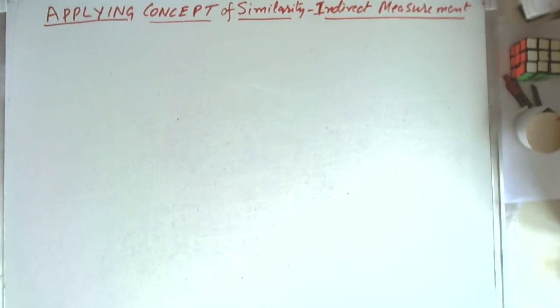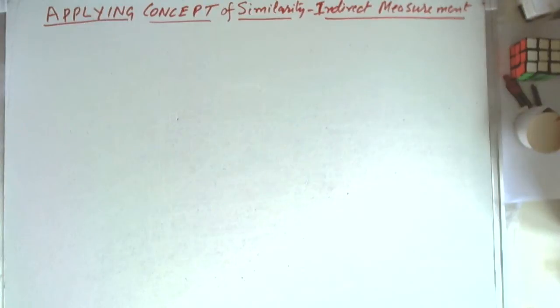In this video, we will learn how to apply the concept of similarity for indirect measurement. First of all, let us understand what is direct measurement and what is indirect measurement. Direct measurements are those things which we are able to measure directly. Say, for example, we take a foot rule and if we are able to measure the length of something, then it is a direct measurement. Whereas indirect measurement is when we are not able to measure it by taking an instrument, but by calculation we arrive at that measurement.